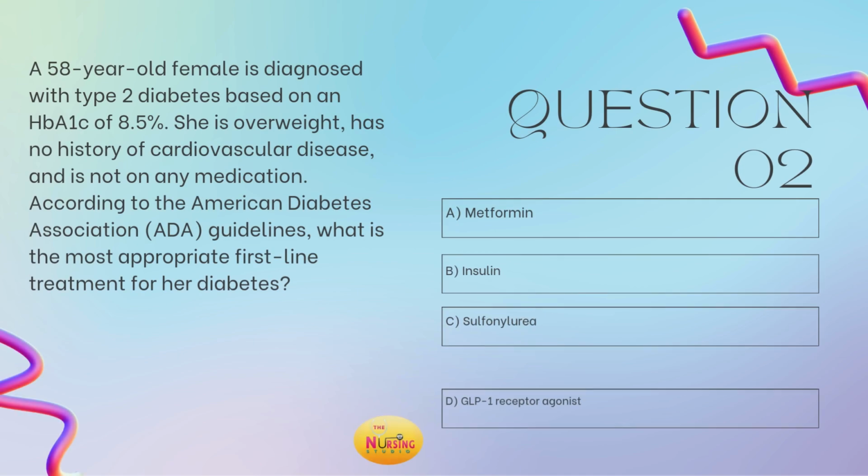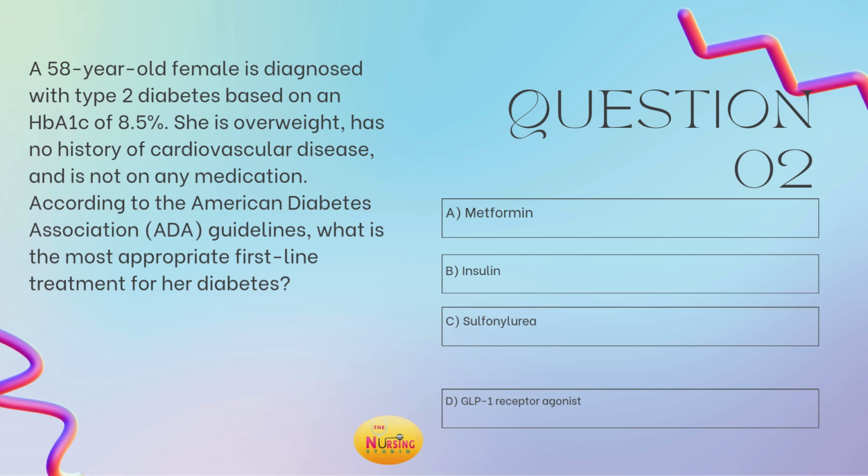Question number two. A 58-year-old female is diagnosed with type 2 diabetes based on an A1C of 8.5%. She is overweight, has no history of cardiovascular disease, and is not on any medication. According to the American Diabetes Association's guidelines, what is the most appropriate first-line treatment for her diabetes? Is it A, metformin, B, insulin, C, sulfonylureas, or D, your GLP-1 receptors? Take a moment and tell me what you got.